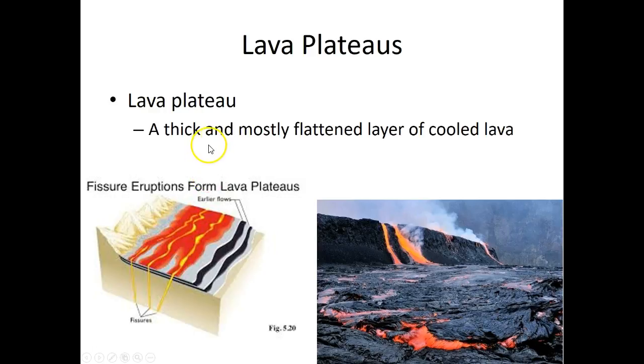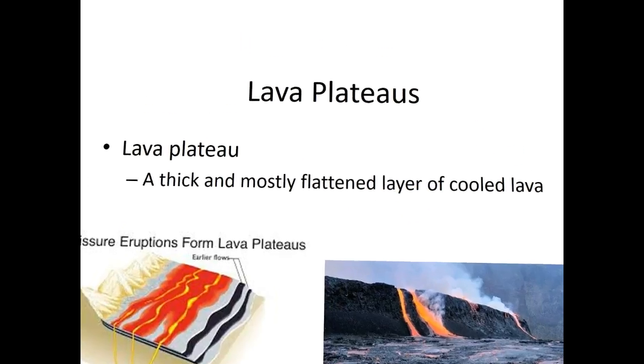The next thing is called a lava plateau. This is a thick and mostly flattened layer of cooled lava. What happens is we get some fissure eruptions, and over time the flow will run down a mountainside or a hillside, and you get these plateaus. We call these lava plateaus because the lava just builds up and forms a thick and mostly flattened layer of cooled lava. So that's a lava plateau.